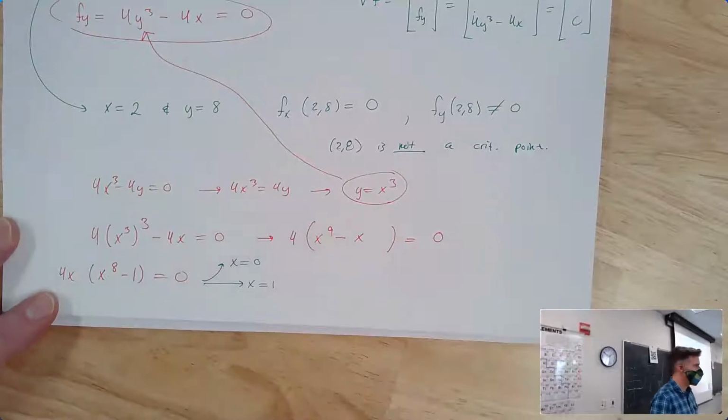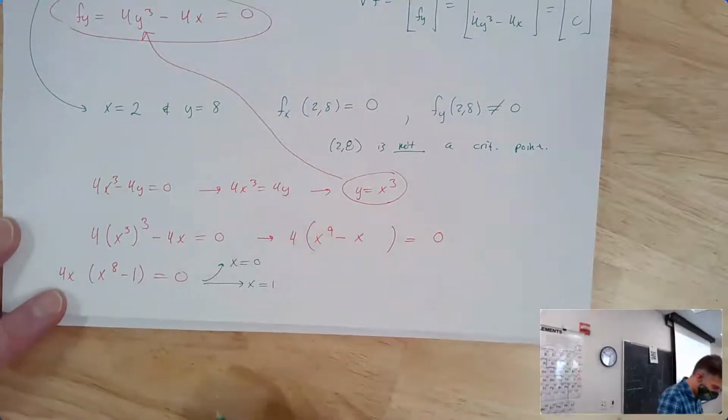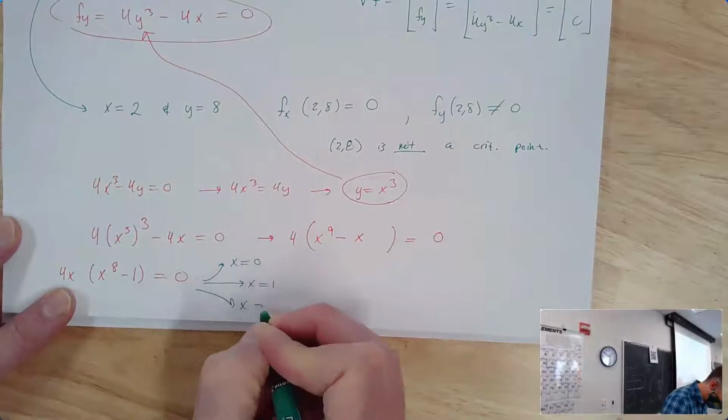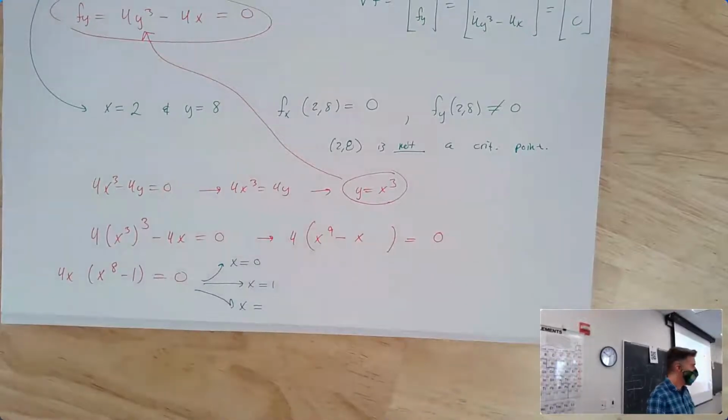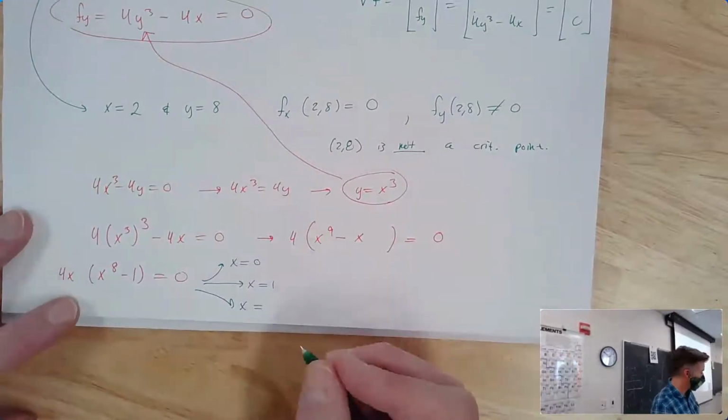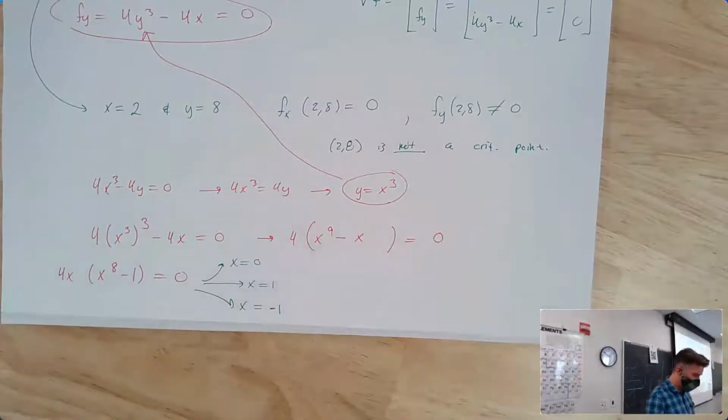I meant to not write that. I meant to actually have you guys say the things. What's the last one that I'm not going to actually write? -1, right? -1 to the 8th power is still +1. So those are the 3 values.